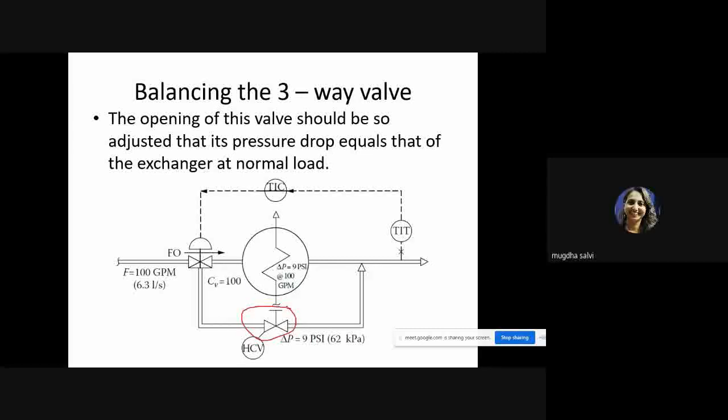The hand control valve will be placed at a differential pressure of 9 psi, here as an example, but it will be placed at the same differential pressure as the differential pressure inside the heat exchanger. Thus, it balances the pressure drop of the particular bypass line and the bypass valve. This is one option, using a bypass valve or a three-way valve.